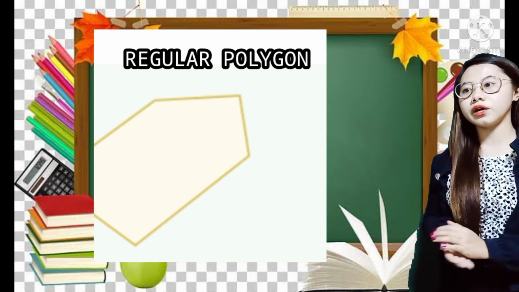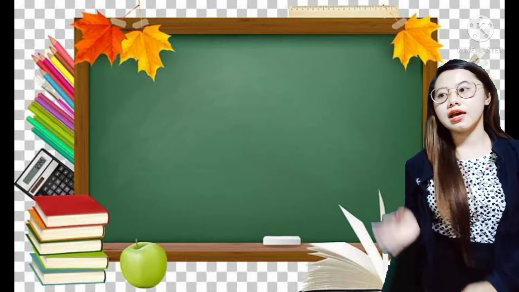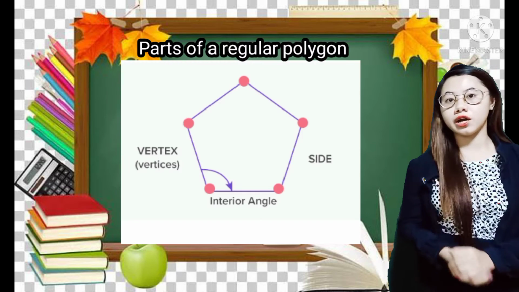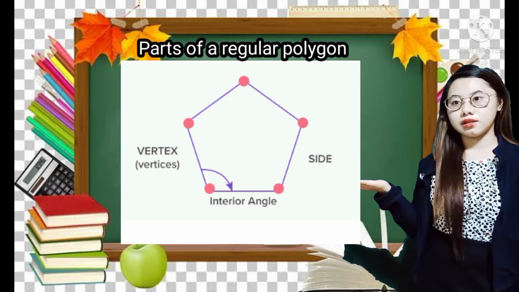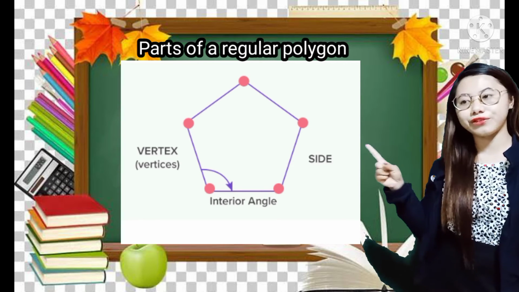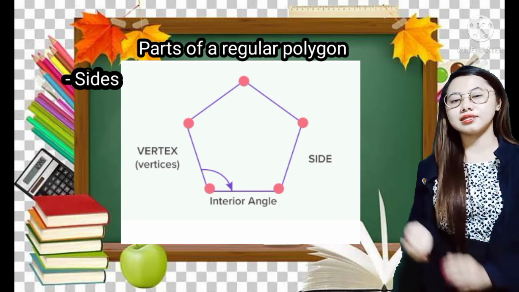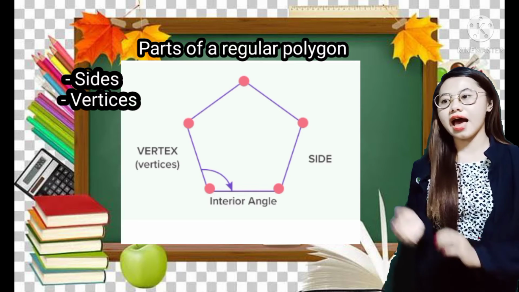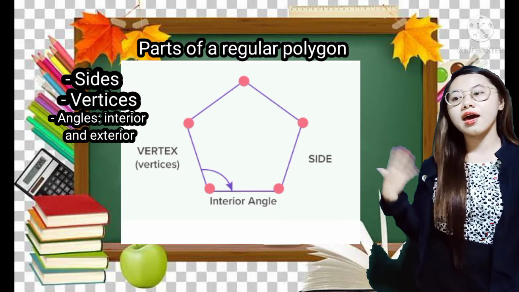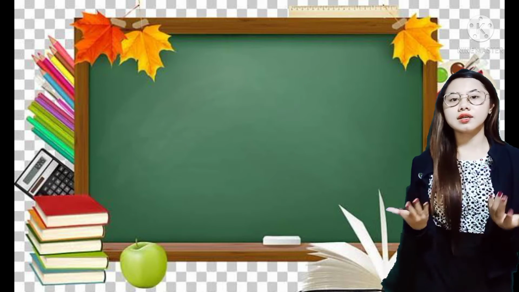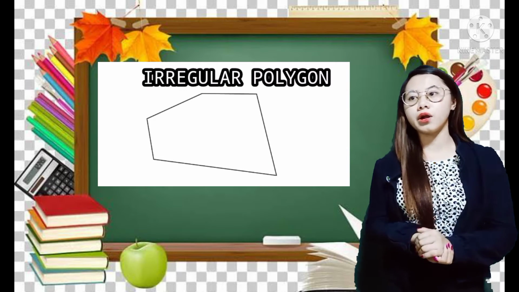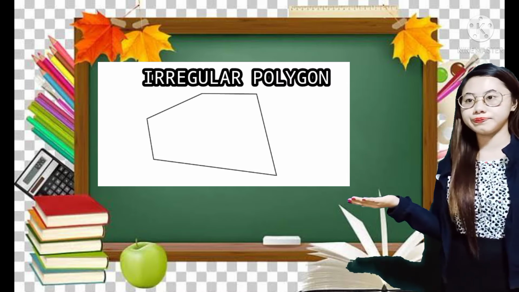Here is a picture that shows an example of a regular polygon. A polygon has three parts: first, the sides; second, the vertices; third, the angles, which are interior and exterior. And this is an example of an irregular polygon.